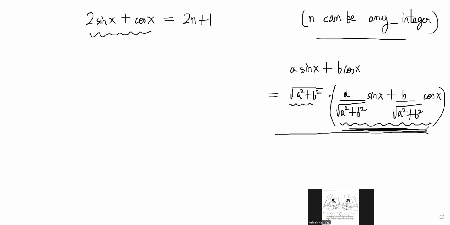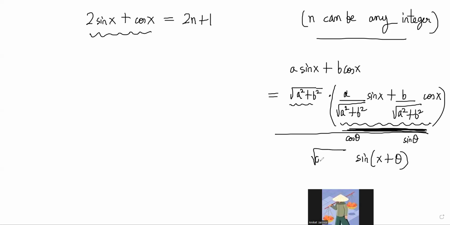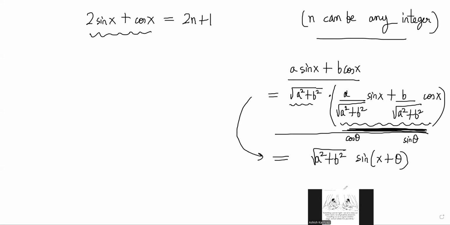How can I simplify the inside of the bracket? By substituting cos theta and sin theta. So what will the inside part start looking like now? Using the formula, sin x cos theta plus cos x sin theta, which is sin of x plus theta. And outside there is this. Is everyone agreeing that this expression is the same thing as this expression? Yes, sir. Where tan theta is b by a.